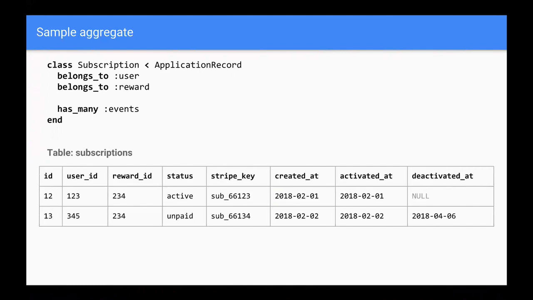So a subscription can be active, unpaid, past due, canceled, etc. We use Stripe to manage subscriptions, so we store the key in there. Yeah, and we have a few timestamps. And that's where you see the data that we need to display to the user when we render the subscriptions.